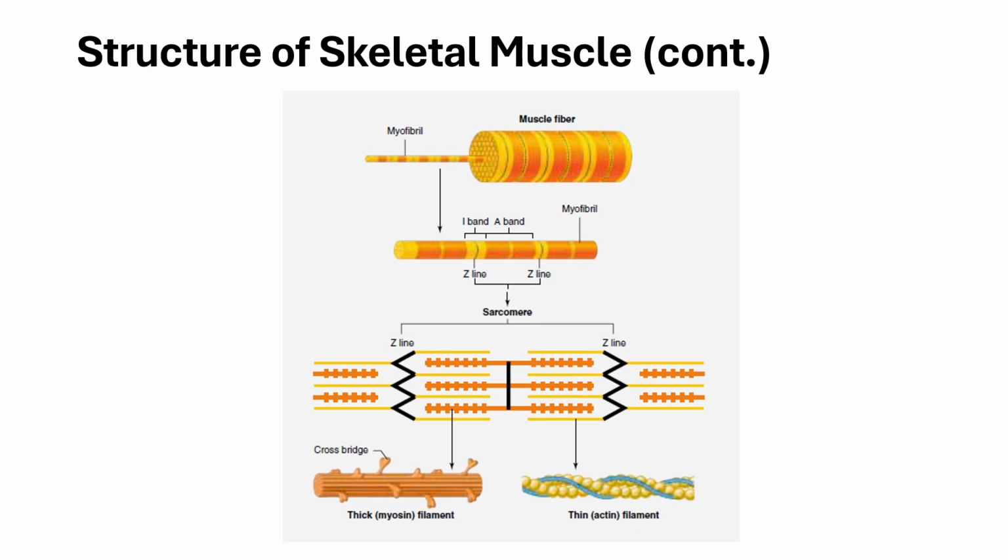The zoomed-in section at the bottom shows the interaction between the thick and thin filaments. Cross bridges formed by myosin heads interact with actin filaments to generate force during contraction. So this hierarchical structure, from muscle fibers down to the actin and myosin filaments, showcases how skeletal muscles achieve precise and powerful contractions.